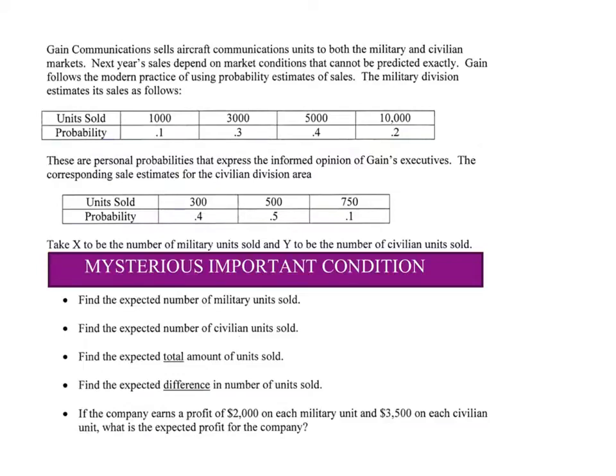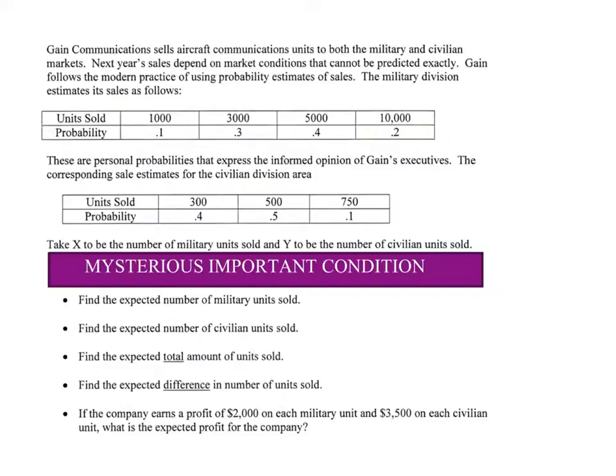I want to talk about some more properties of random variables. So let's begin with just a little review here. Gain Communications sells aircraft communications units to both the military and civilian markets. Next year's sales depend on market conditions that cannot be predicted exactly. Gain follows the modern practice of using probability estimates of sales. The military division estimates its sales as follows.